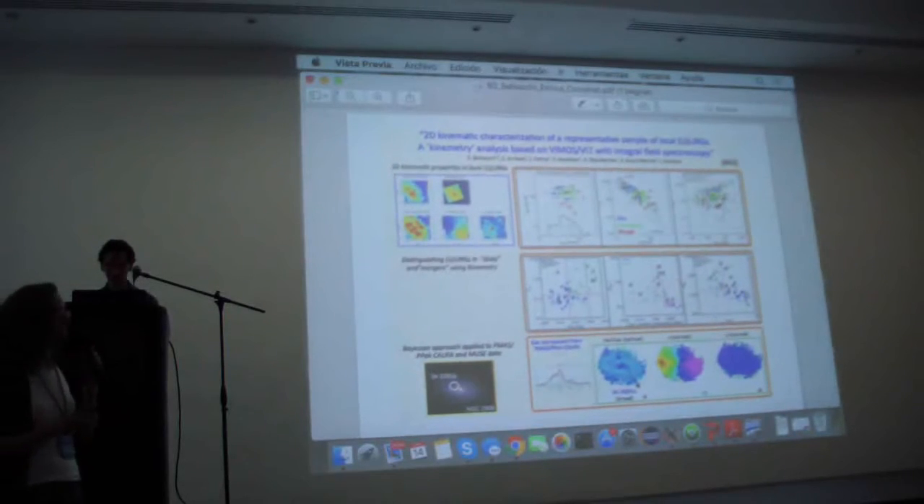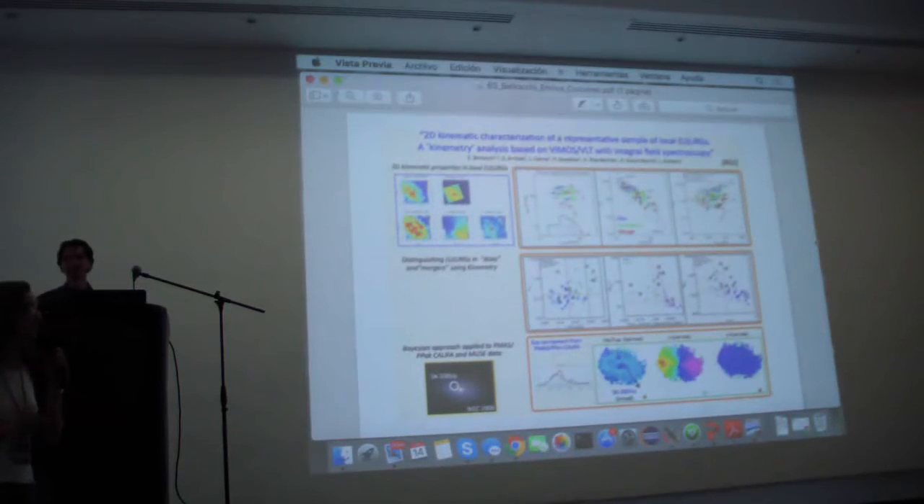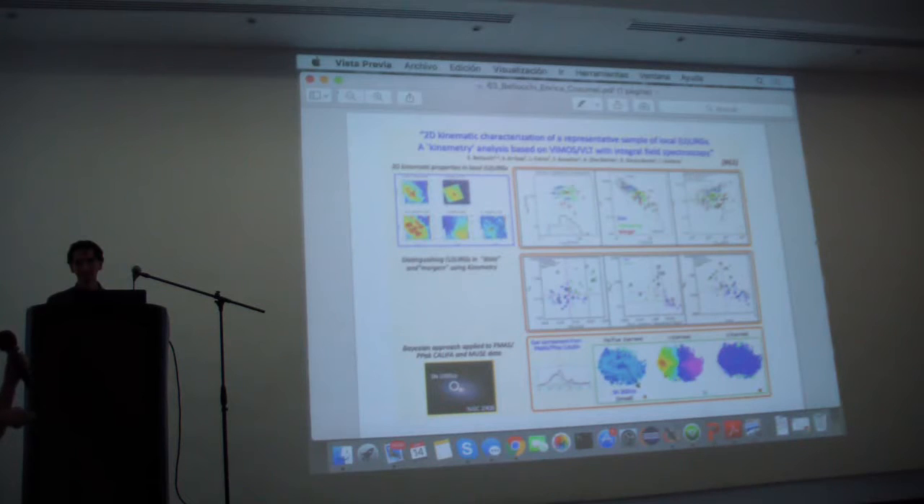In my poster I present the results obtained from the 2D kinematic characterization of the ionized gas phase as traced by the H-alpha emission line for a representative sample of local luminous and non-luminous infrared galaxies, observed with VIMOS with integral field spectroscopy. I compute the kinematic parameters for the whole sample in order to distinguish between rotation and dispersion dominated systems, and we see that most of the galaxies are rotation dominated. In terms of dynamical ratio, they cover the gap between local spiral and local elliptical galaxies.